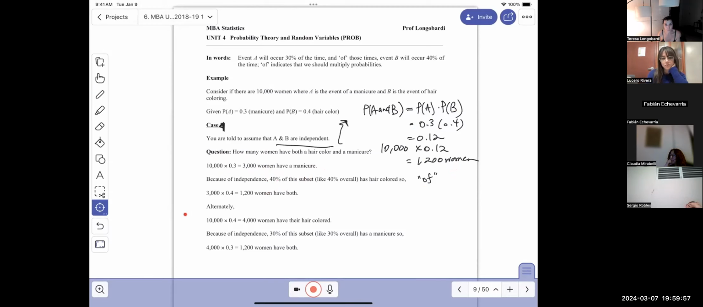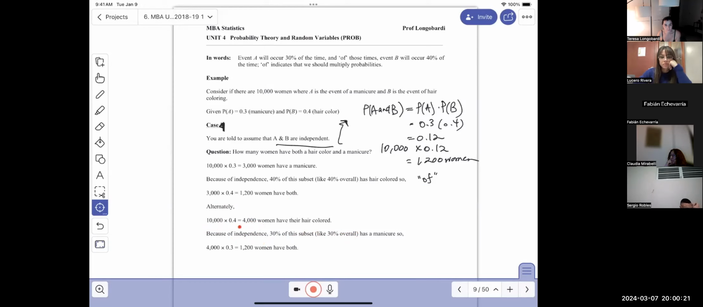Let's do it another way. Let's do it the other way. Let's start with the women with their hair color. So 40% of women have their hair colored. That's 4,000 women. Of these 4,000 women, because of independence, 30% of them also have a manicure because the probability was a 30% overall for a manicure.